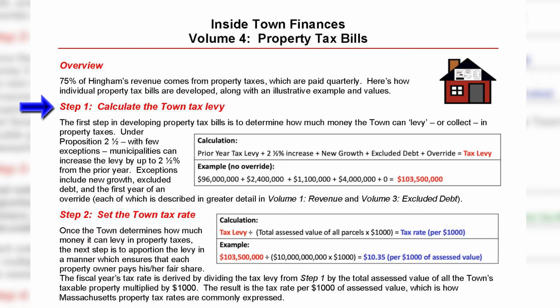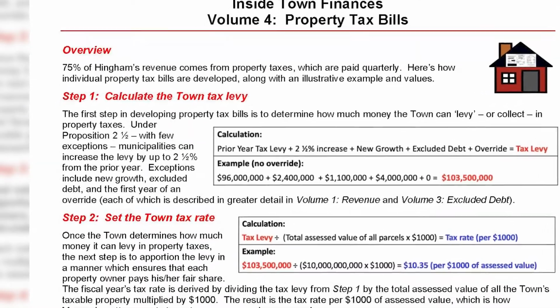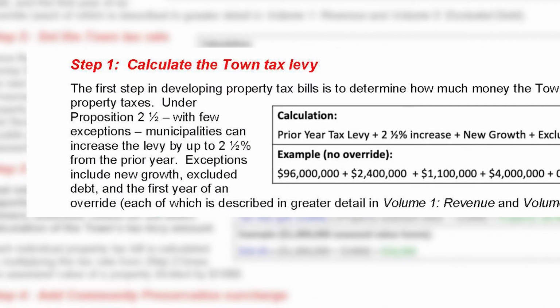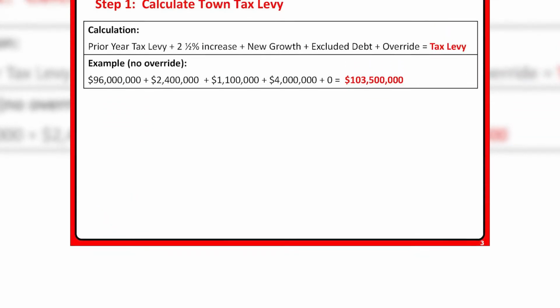The first step in developing property taxes is to determine how much the town can levy or collect in property taxes. Under Proposition 2.5, with few exceptions, municipalities can increase the levy by up to 2.5% from the prior year. Exceptions include new growth, excluded debt, and the first year of an override. Those are discussed in more detail in Volumes 1 and 3 of this series.